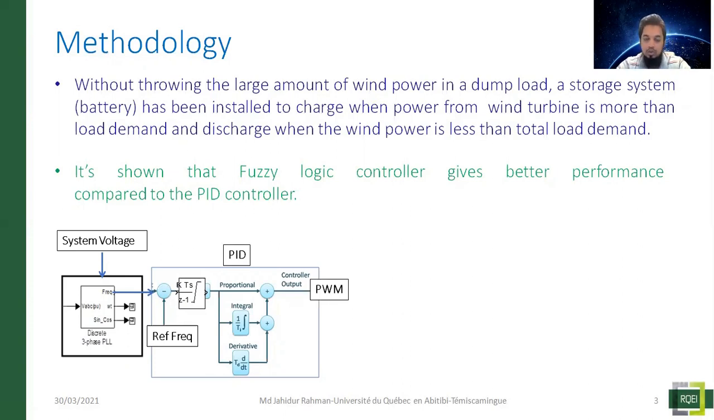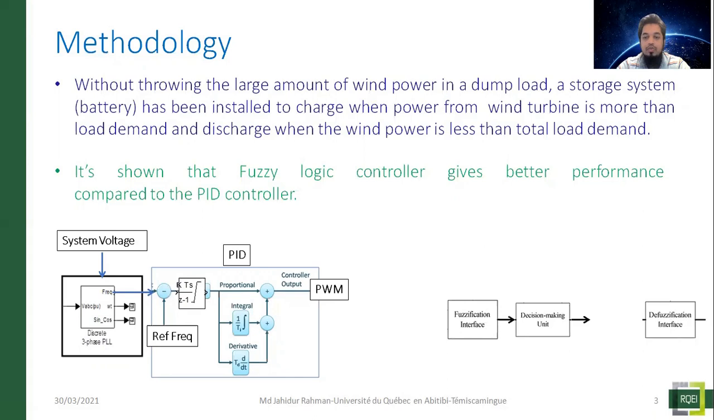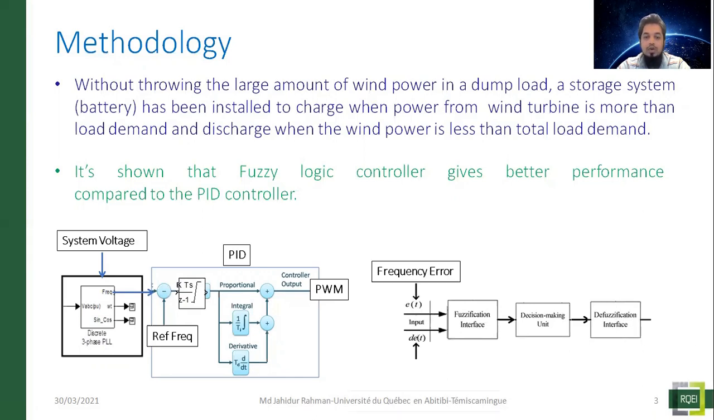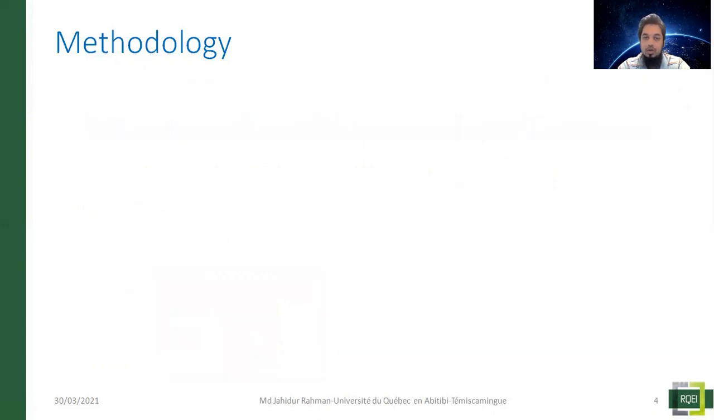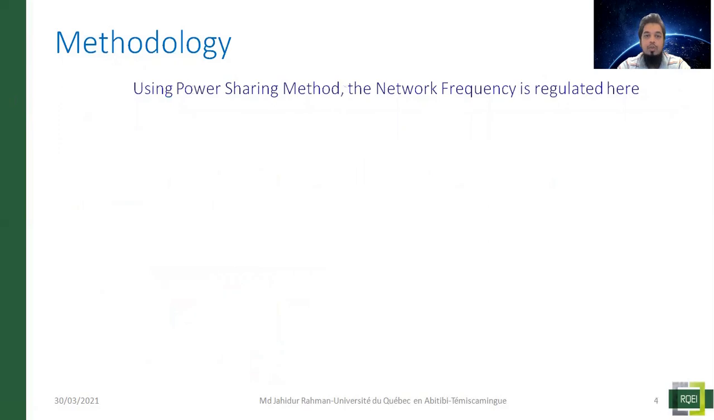So considering the nonlinearities of the system, we have proposed the fuzzy logic controller here. As the input of the fuzzy logic controller, we have the frequency error and the derivative of the frequency error. And finally, we will have the PWM signal for the network. Using the power sharing method, the network frequency is regulated here.